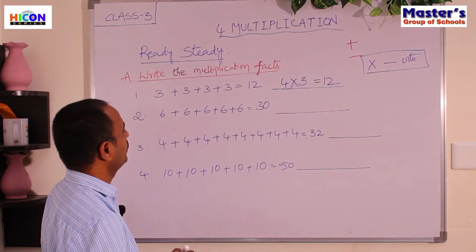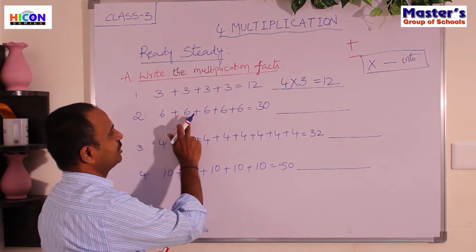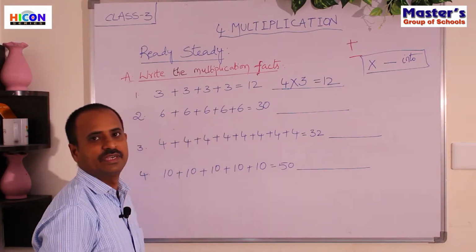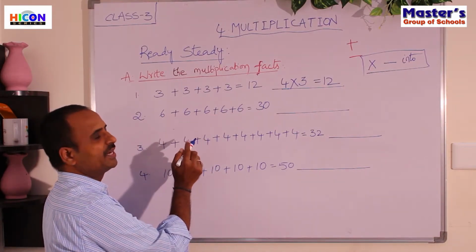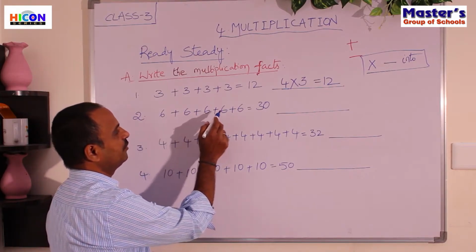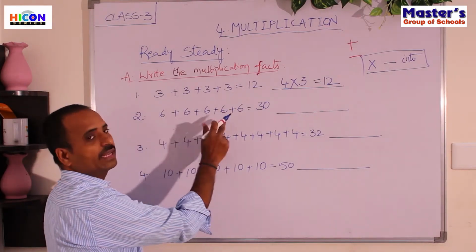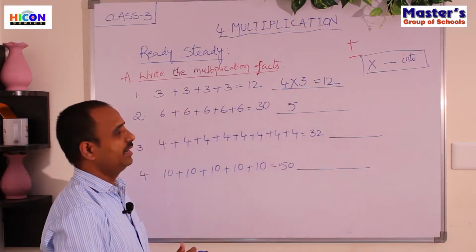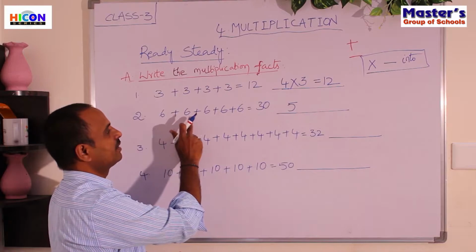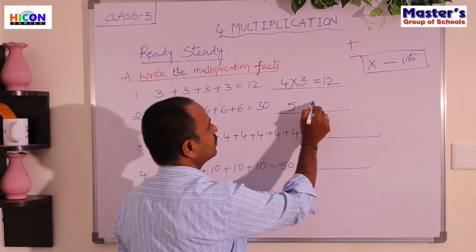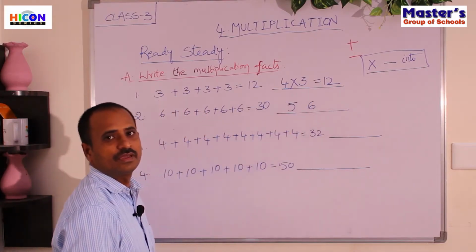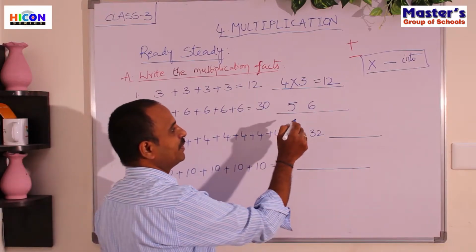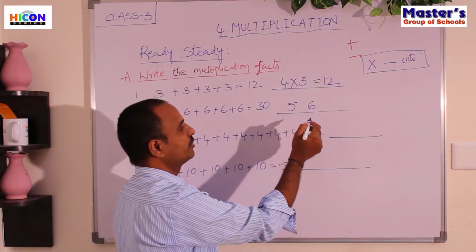So see the second problem here also. Which number is repeated here? The number 6 is repeated. How many times is it repeated? 1, 2, 3, 4, 5. So 5 times is repeated. So write 5 first. And which number is repeated? The number 6 is repeated. So write the number 6 next. And put the symbol for multiplication in between the two numbers.